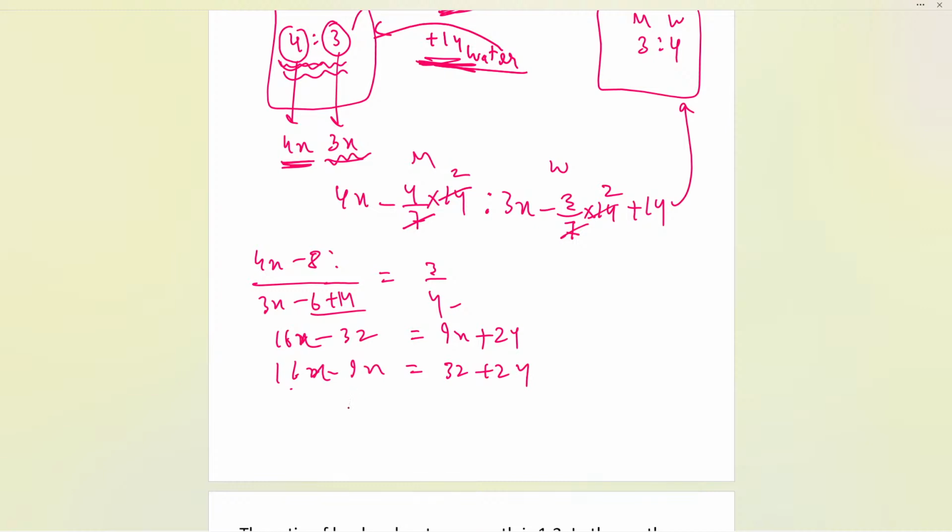Now that will be what? That will be 7x over here is equal to 56 over here. 56. And 7 times 8 is 56. 8 is the answer, the value of x. But this is not the final answer.